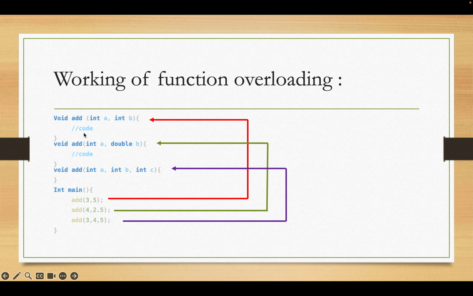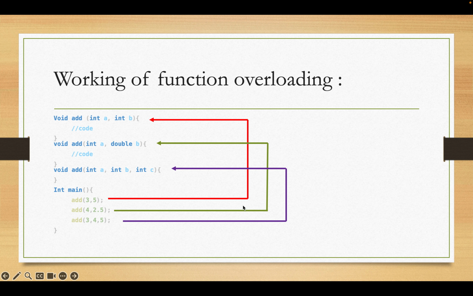This is done at the compilation of the code itself, and that is why function overloading is compile time polymorphism. Now second, when we call the add function with 4 and 2.5, it will look for the best possible match. The first argument is int and the second argument is double.